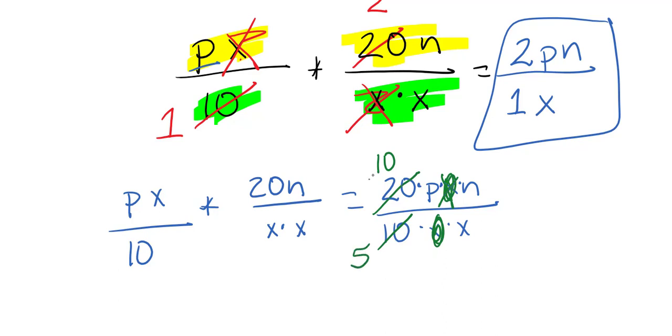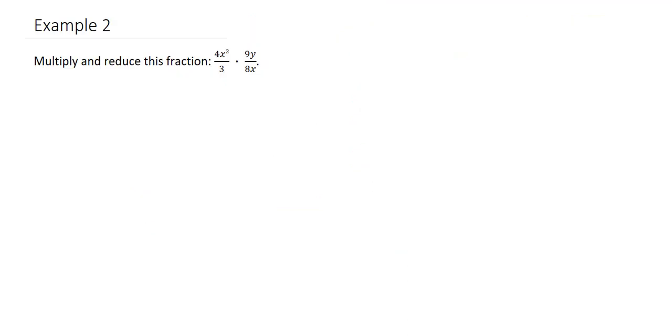And then we have a 10 and a 5, which can be reduced. Divided by 5. So that would become a 2, and this becomes a 1. So what are we left with? We're left with 2pn over x. So we got to the same answer. It's just two different ways to get there. Now let's go ahead and do the next example.